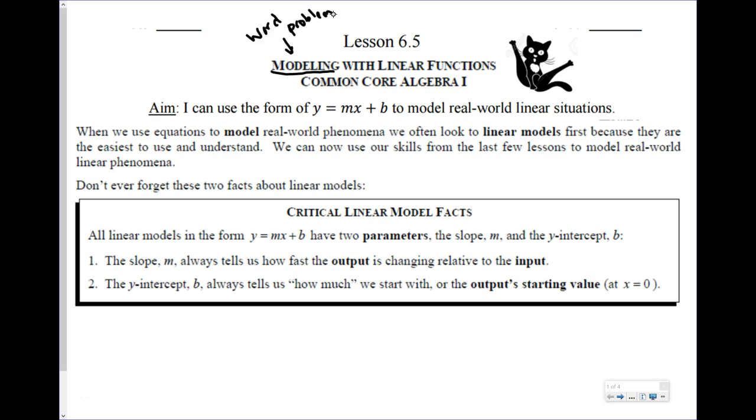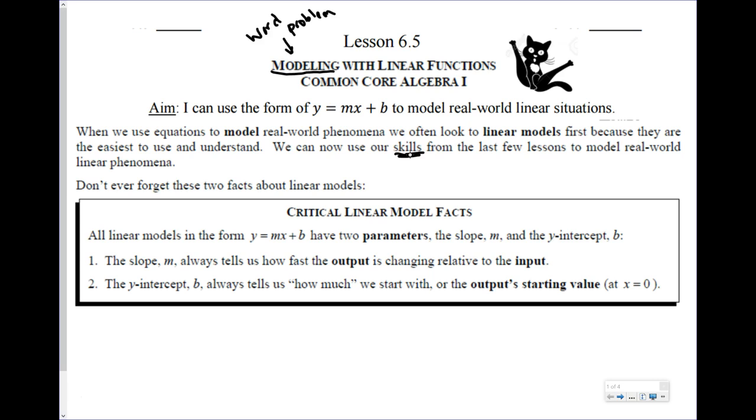linear situations. When we use equations to model real-world phenomena, we often look to linear models first because they are the easiest to use and understand. We can now use our skills, which is what we've been working on so far, from the last few lessons to model real-world linear phenomena.